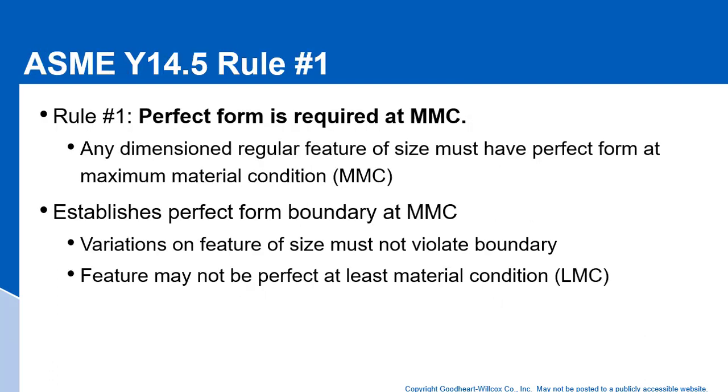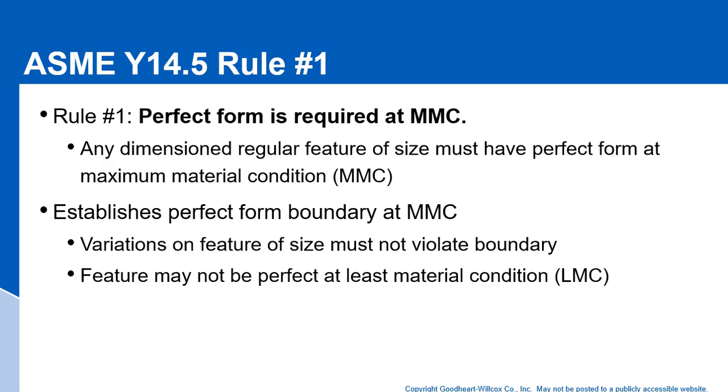So let's talk about Rule 1 of GD&T. Perfect form is required at maximum material condition. When we're using GD&T, we're going to have form tolerances, and we're going to have these other kinds of tolerances. So what we're saying is when you're at your maximum material condition, the part has to be of perfect form. So perfect form is required at MMC.